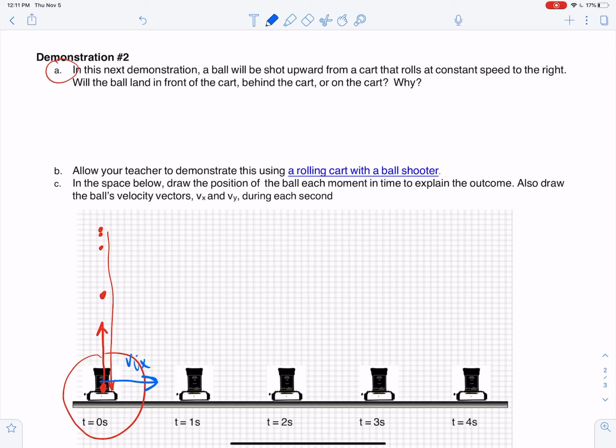If the cart is already in motion and then the ball is launched, will the ball land in front of the cart, behind the cart, or on the cart? So take a moment, think about what your prediction is. What will the ball do if it is moving inside of the cart before it's launched? Let's take a look.